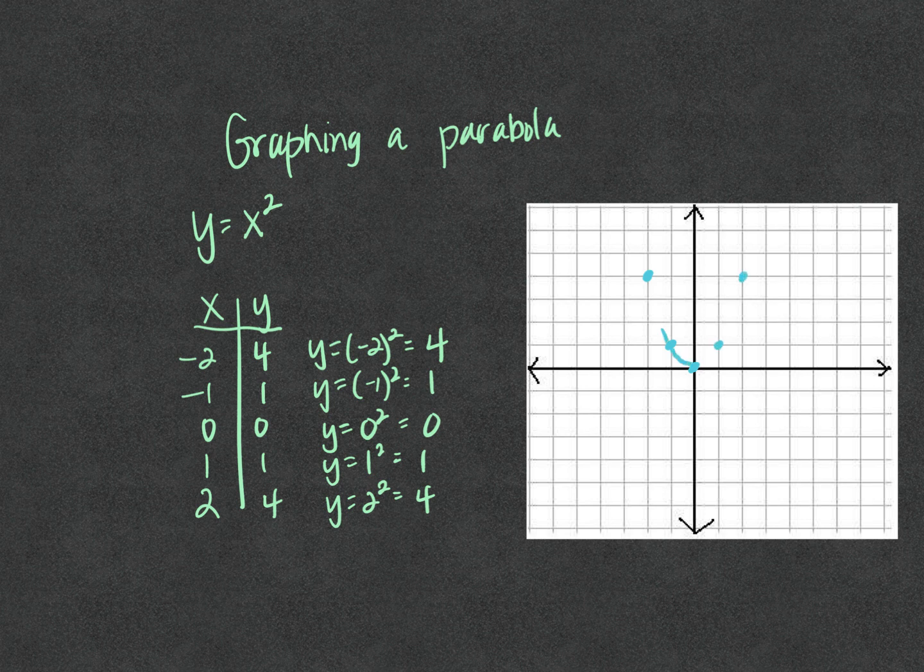Now, when you connect them, make sure it makes a U because a parabola is a U-shaped graph, a quadratic. It makes a U, and you need 5 points because it's not a line, it's a curve, and the 5 points will help you determine what that's going to look like.